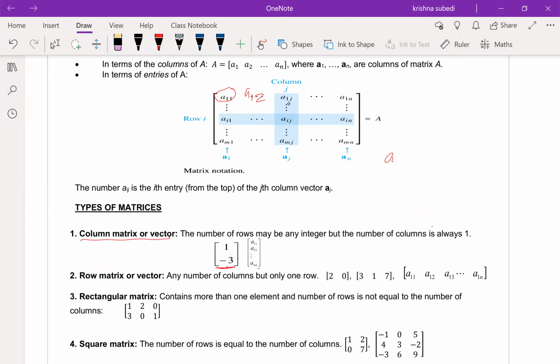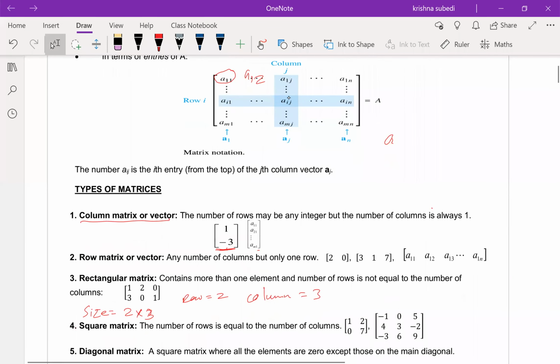Row matrix means there is only one row. Columns may be different, but the row is only one. We call it a row matrix. Rectangular matrix means it's rectangular. In this case, the number of rows is 2 and the number of columns is 3. So the size of the matrix here is 2 by 3. This type of matrix is called a rectangular matrix.